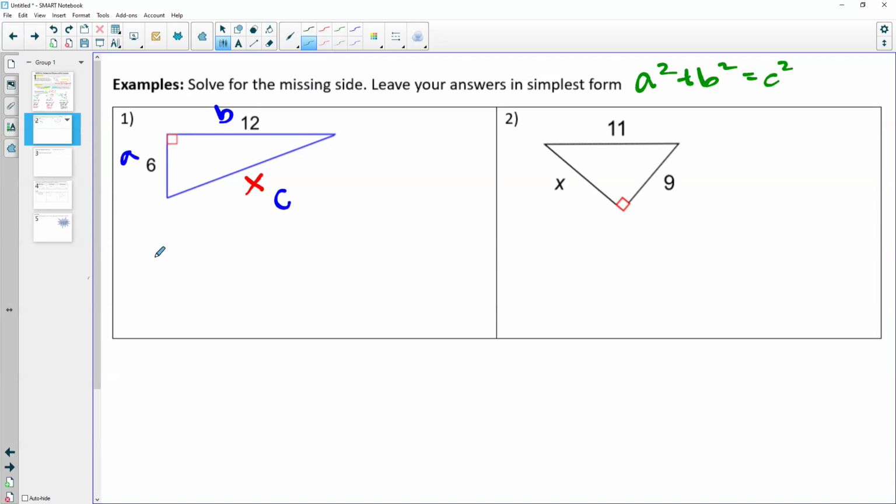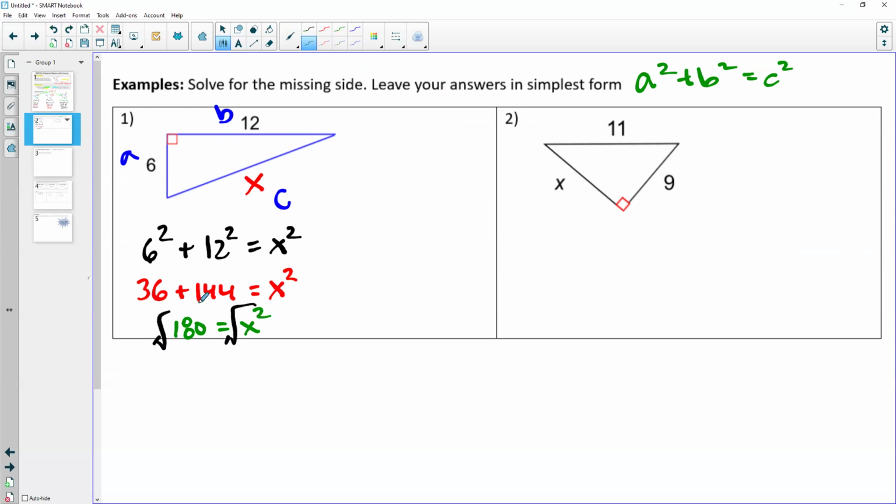And if we're plugging our values in here, A is 6, so I'm going to do 6 squared plus b squared would be 12 squared is equal to c, which we have labeled as x, so x squared. And now we just start to work it out. 6 squared is 36. 12 squared is 144. And that's equal to x squared. So what we're looking at here now is, well, I can add these two numbers together. 36 plus 144 would give me 180. So we got 180 is equal to x squared. Well, if I want to solve for x, I'm going to take the square root of both sides.